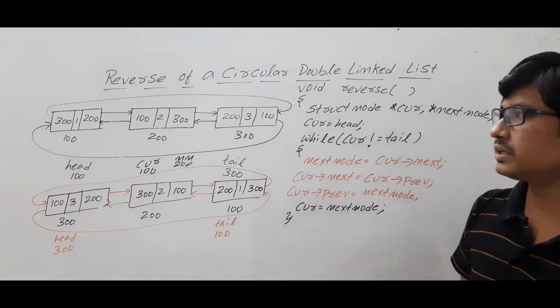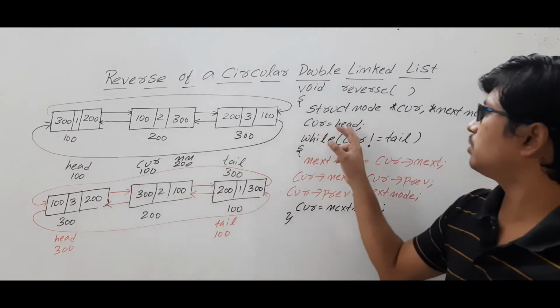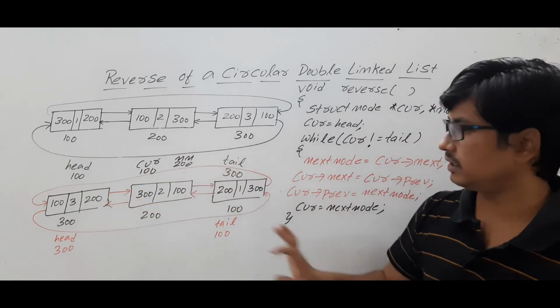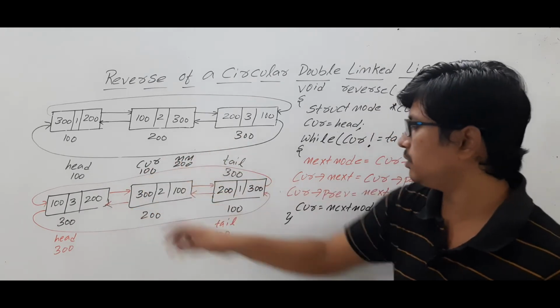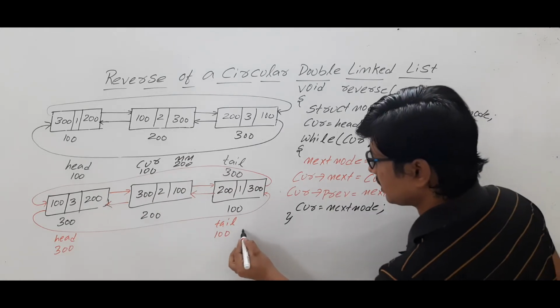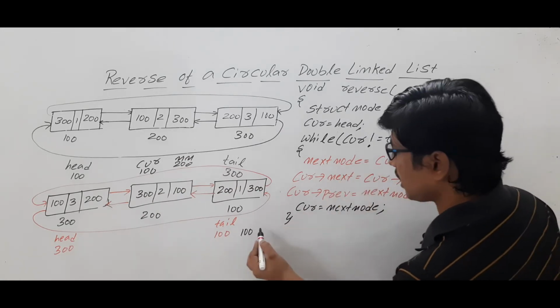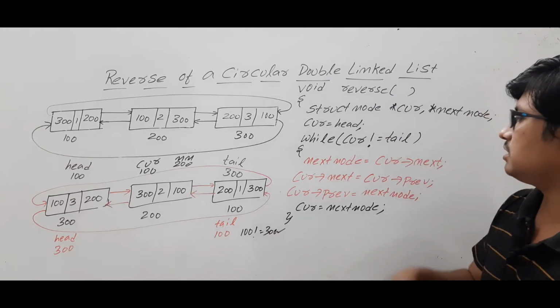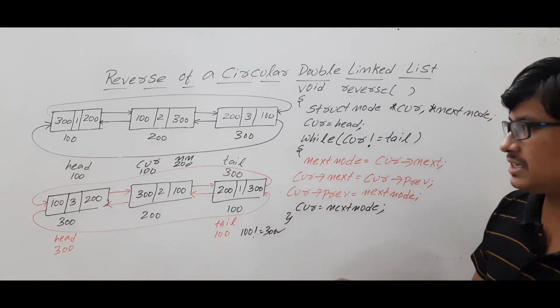Current not equal to tail. What is the current value? Current is equal to head. So 100 is not equal to 300. Yes, it is correct. Are you able to understand? Current is having 100 and tail is having 300. So 100 is not equal to 300, so the condition is true. If this condition is true, these four statements you need to execute.